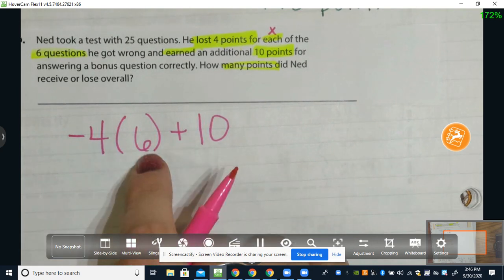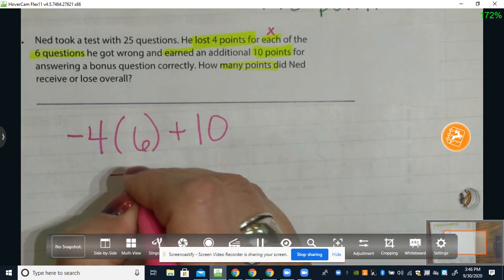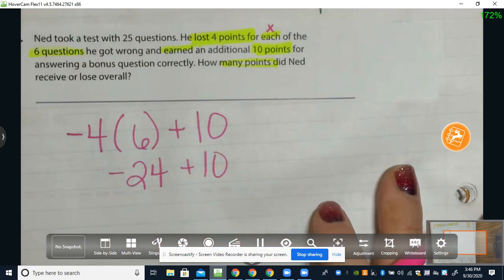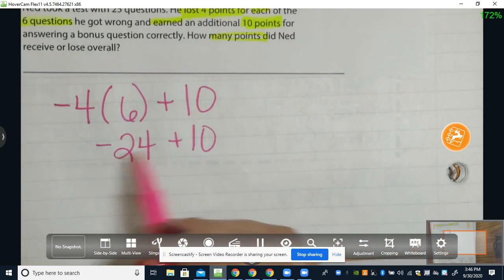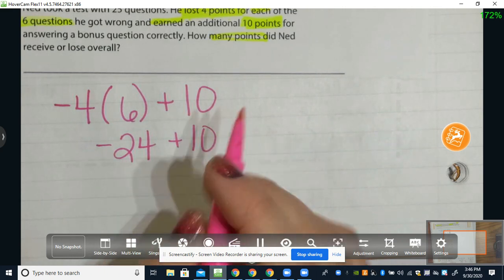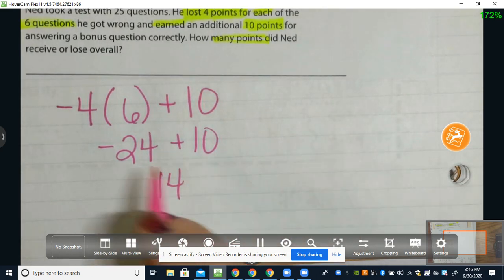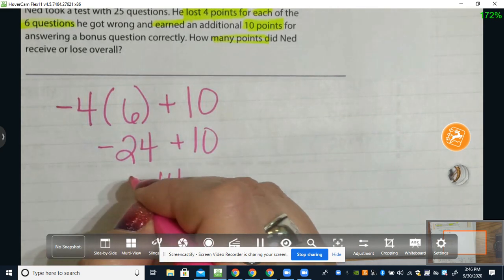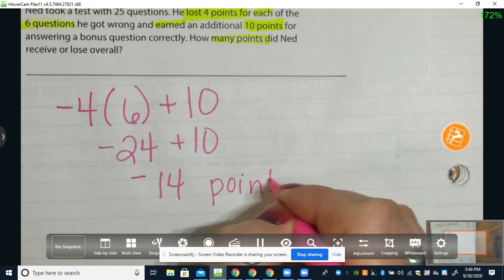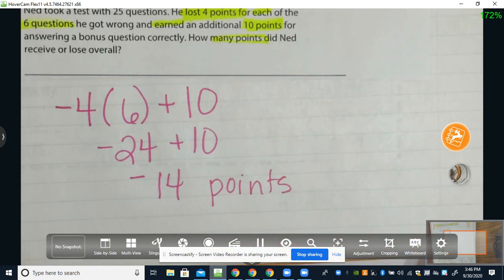So negative 4 times 6 gives me negative 24 plus 10. So different signs, so we subtract. 24 minus 10 gives me 14. I have more negative than I do positive, so it would be a negative 14 points that were deducted. So he lost 14 points. Alrighty.